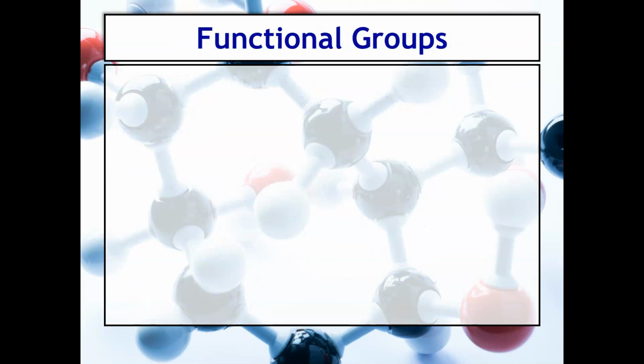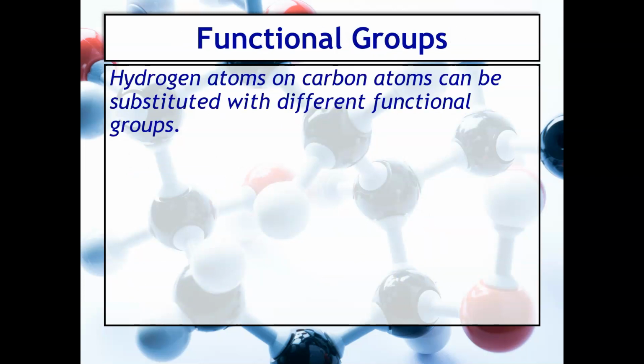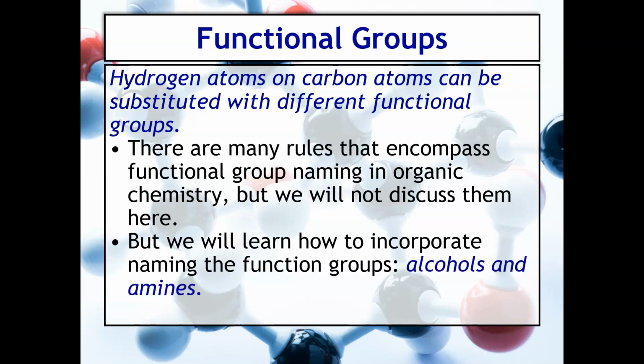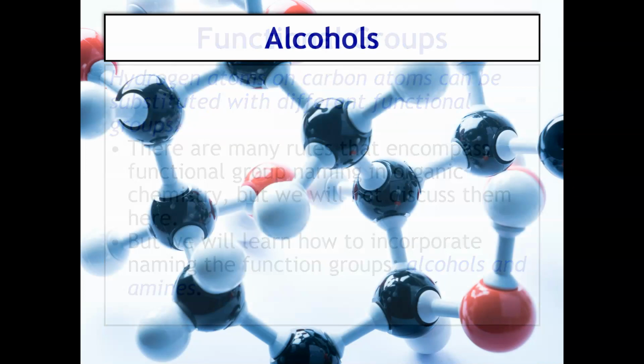Now, in terms of talking about functional groups, there are hydrogen atoms on the carbon that can be substituted with different groups. So they're very similar to a lot of patterns that we see in organic chemistry. And so there are many rules that encompass naming functional groups, so we're not going to focus on all of them because there's a lot. You'll definitely learn about that in organic chemistry if you take that in upper level chemistry classes. But we will focus on how to name two easier functional groups, the alcohols and the amines.